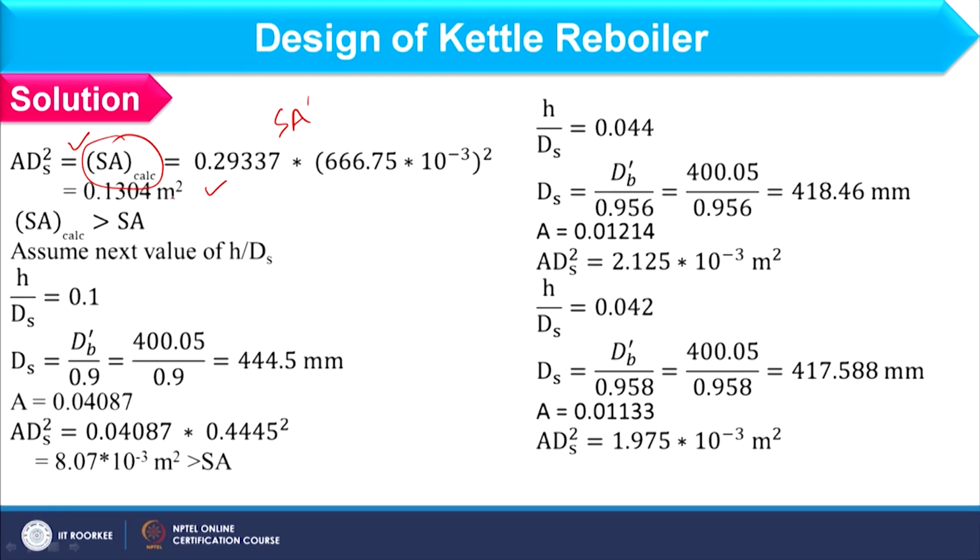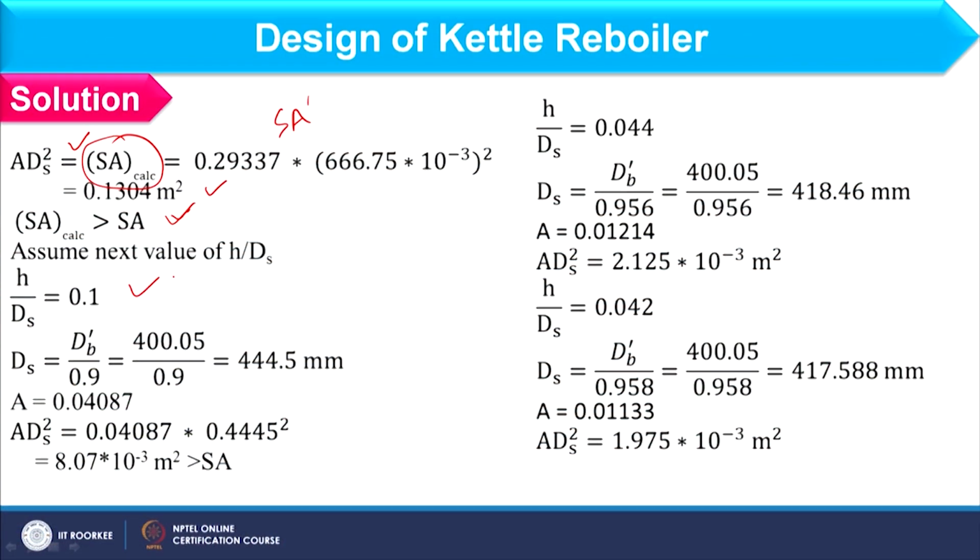So, in this case SA prime or SA calculated is very high in comparison to the segment area. So, what we have to do further? We have to reduce the value of h. So, now we will consider a slightly lesser ratio of h by ds. So, further I am having value 0.1, and if h by ds is 0.1, dB dash by ds should be 0.9, right. So, considering this we can find out shell dia as 444.5 mm.